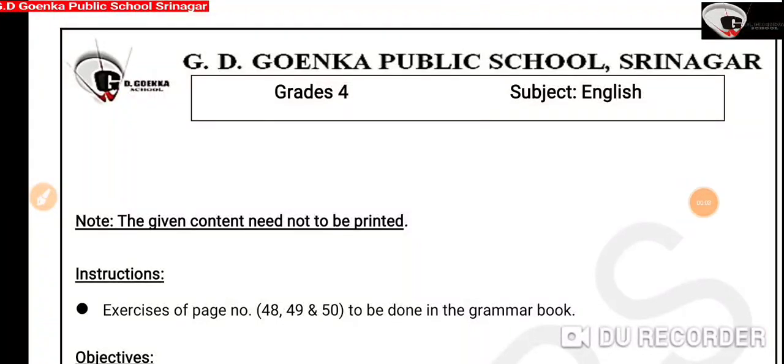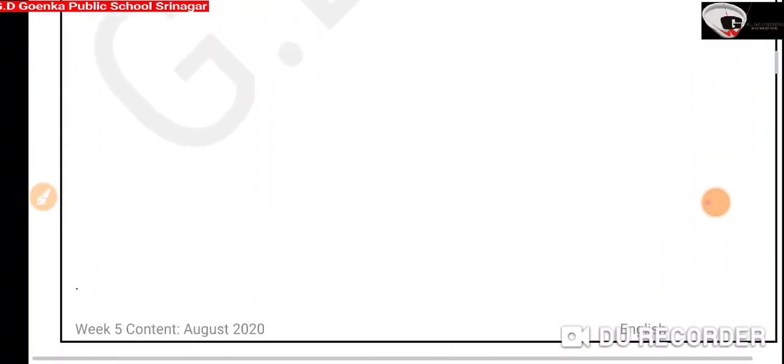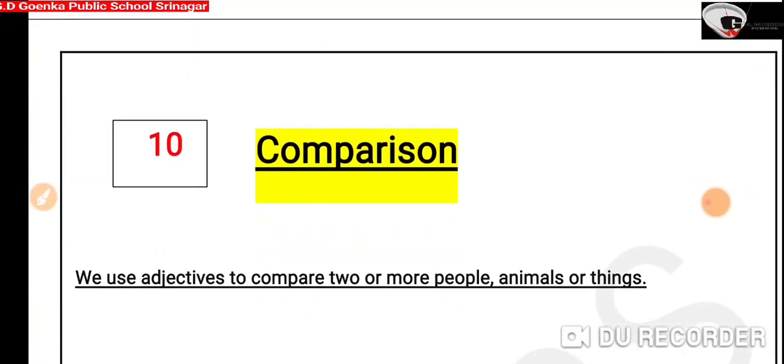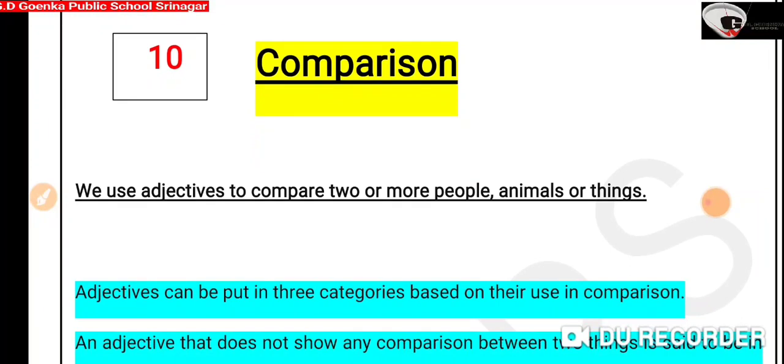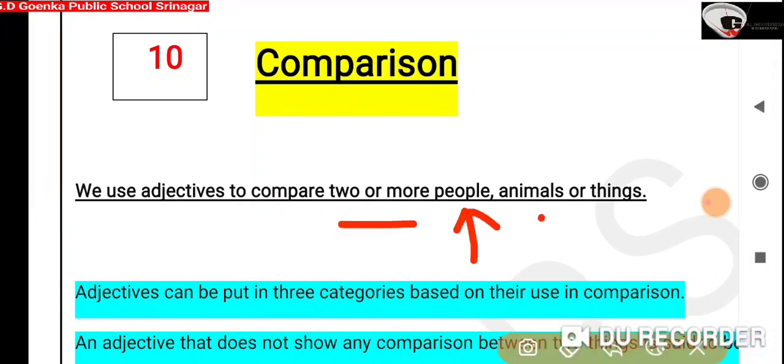Today in English, we're going to study chapter number 11, Comparison, from Everyday English Grammar and Composition, page number 48. If you remember, in our previous video, we learned what adjectives are. Adjectives are words that describe nouns or pronouns. We use adjectives to compare two or more people, animals, or things.